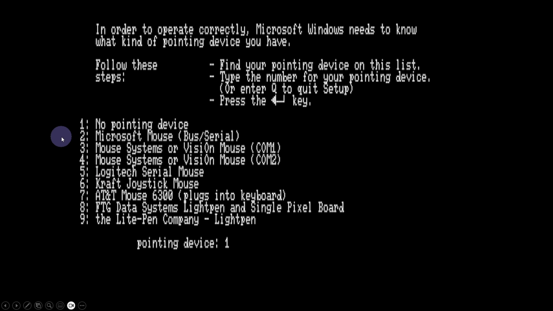When we're actually installing Windows 1.0, we need to select the Microsoft Mouse bus serial option. And as long as we've copied the driver file from later versions of Windows into here, then it should also support the PS2 mouse as well. What I'm going to do now is format a blank hard disk, and we're going to install Windows 1.0 on it and see if we can get the mouse up and running.